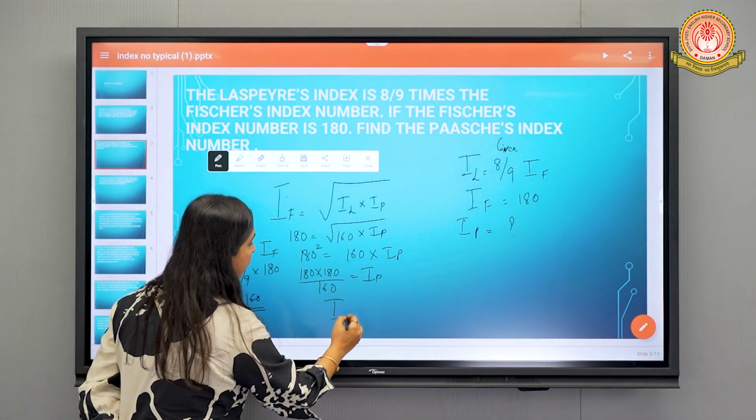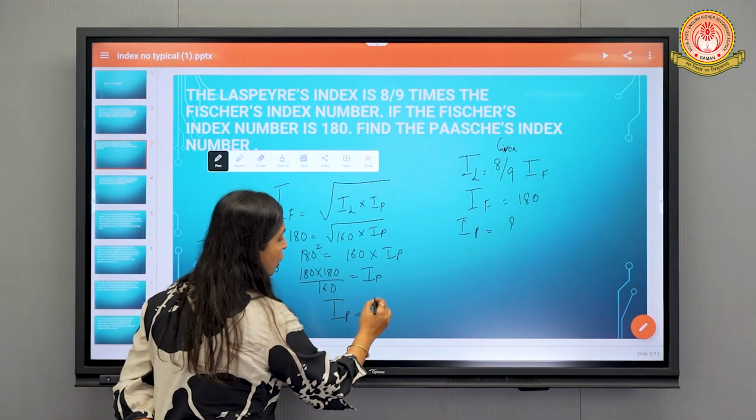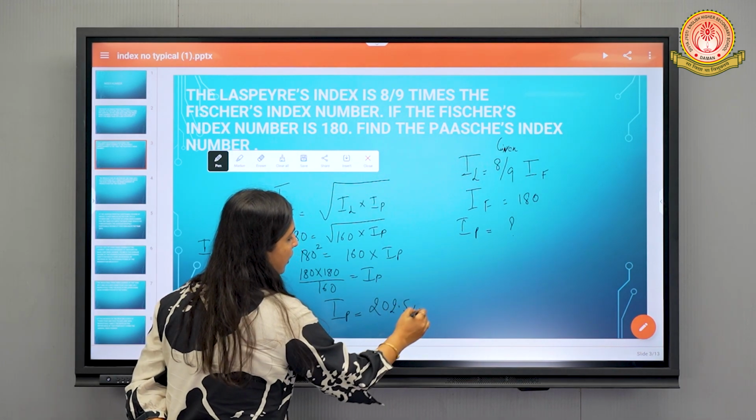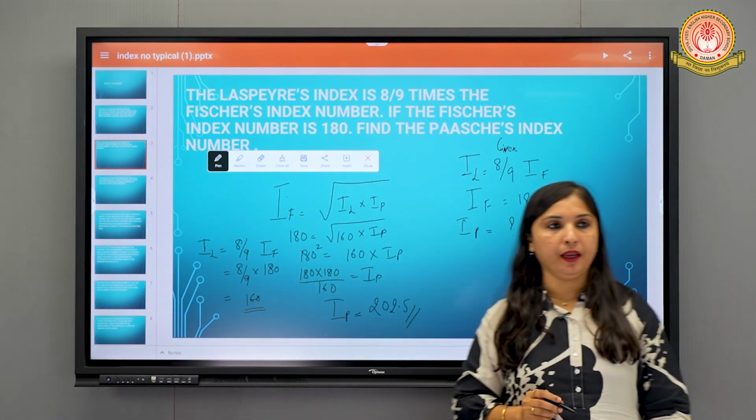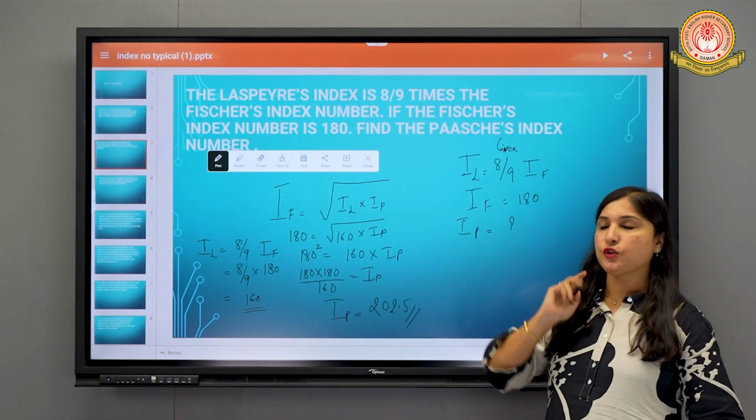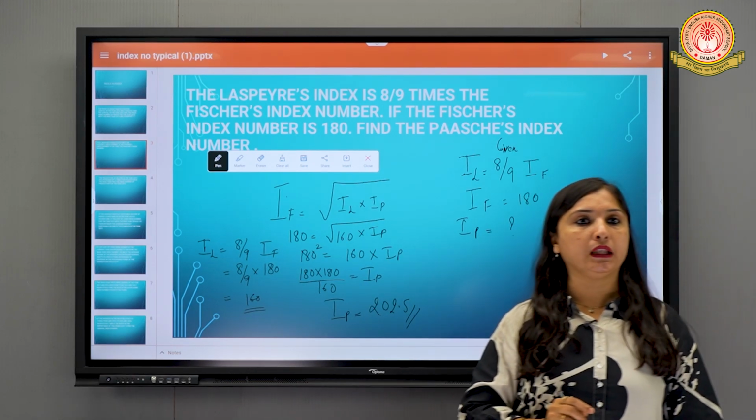202.5. When we divide 180 by 160, the answer that we get is 202.5. Now, you got the answer of IP, right? IL you have calculated as 160. Just multiply 160 with 202.5 and take the root of it.